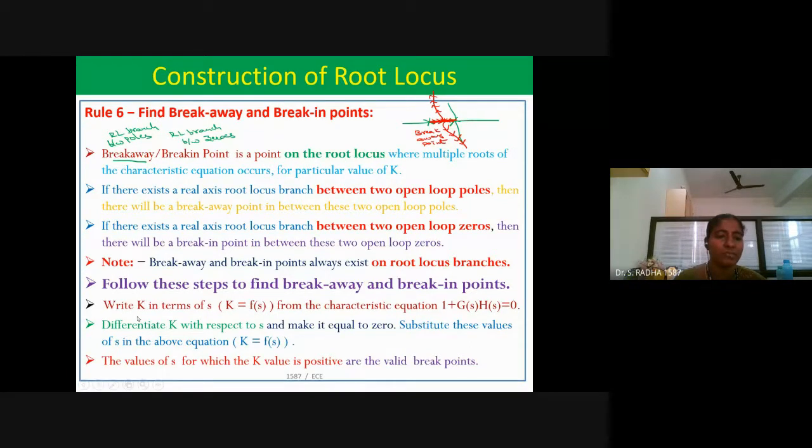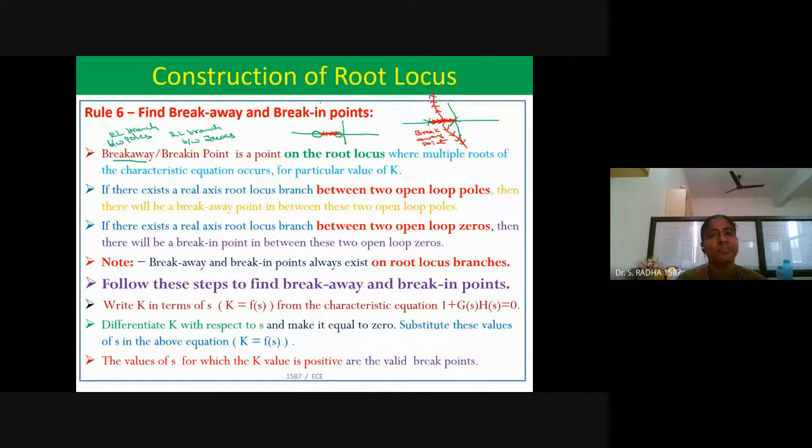Break-in point means the root locus branch is between zeros. If we have the x-axis, y-axis, and two zeros are present, you can see an odd number of poles plus zeros on its right. So this will be the root locus branch. And always a root locus branch will end at the zero, so you have to put arrow marks towards the zero on both sides.